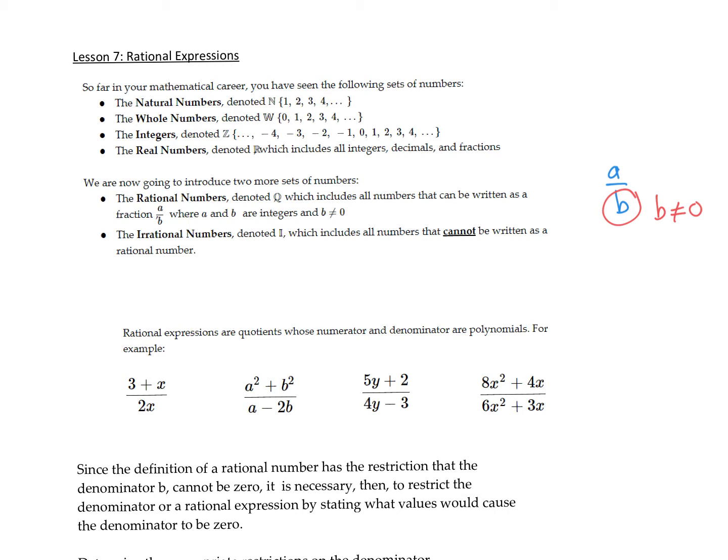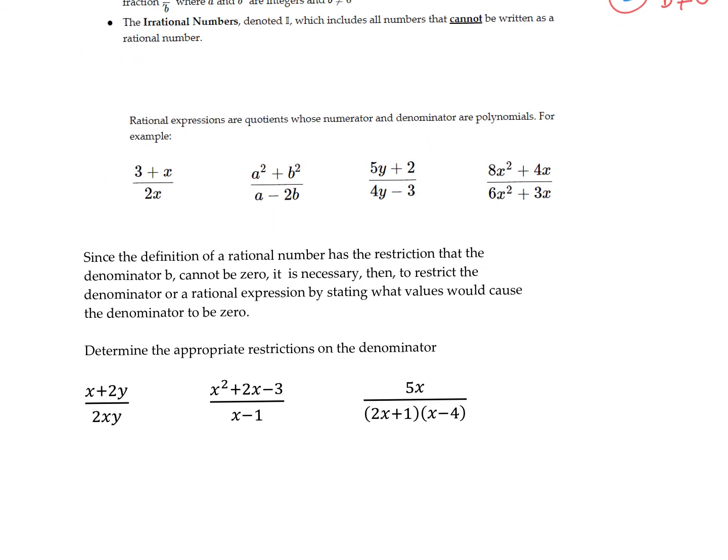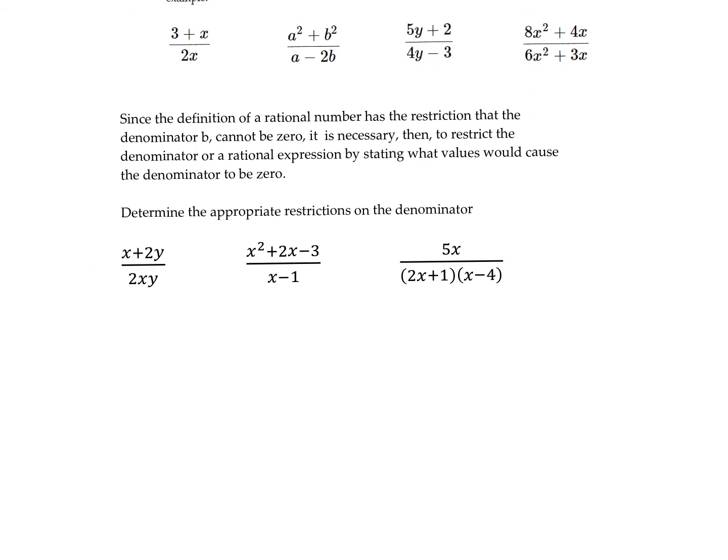So these are all going to look like fractions. So irrational numbers are numbers that cannot be written as a rational number. We don't really need to worry about irrational numbers. So rational expressions are quotients where the numerator and the denominator are going to be polynomials. So keeping in mind that the denominator cannot equal 0, we are always asked to state the restrictions on the denominator when we do this type of question.